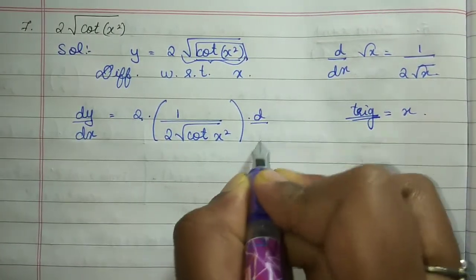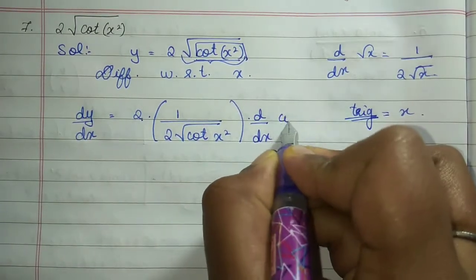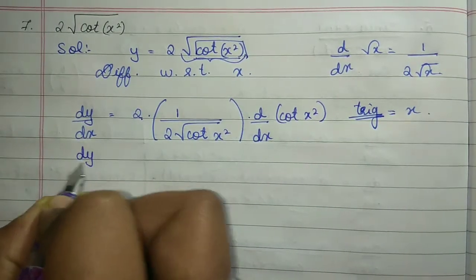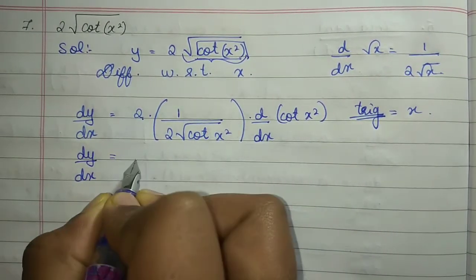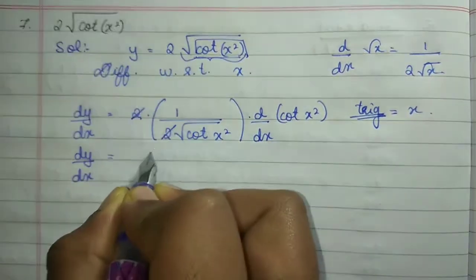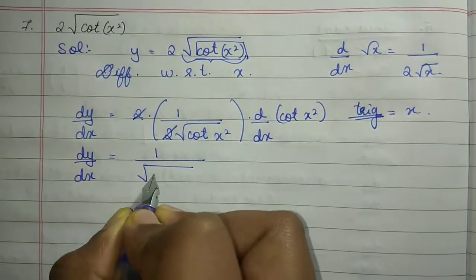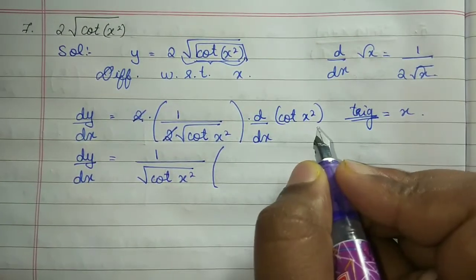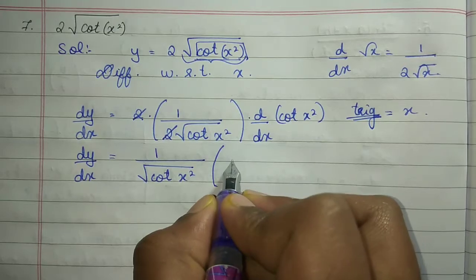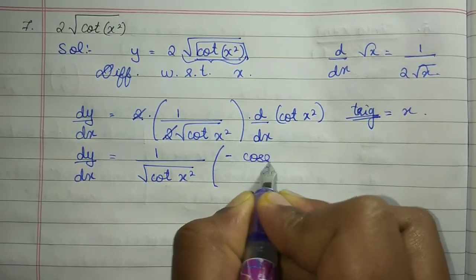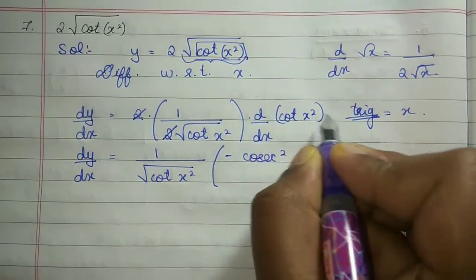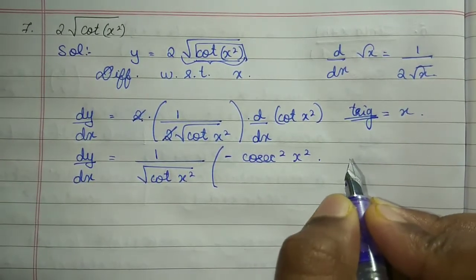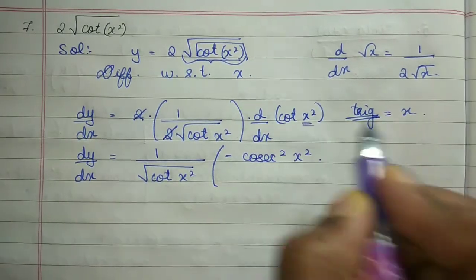So let me write it step by step. D by dx of cot x square. Okay, since this is new, I have written one more step extra. So 2 and 2 will get cancelled. So this will be root of cot x square into d by dx of cot x is minus cosecant square, and what is my theta here? It is x square. And as we know, by chain rule we will be differentiating this x square also.